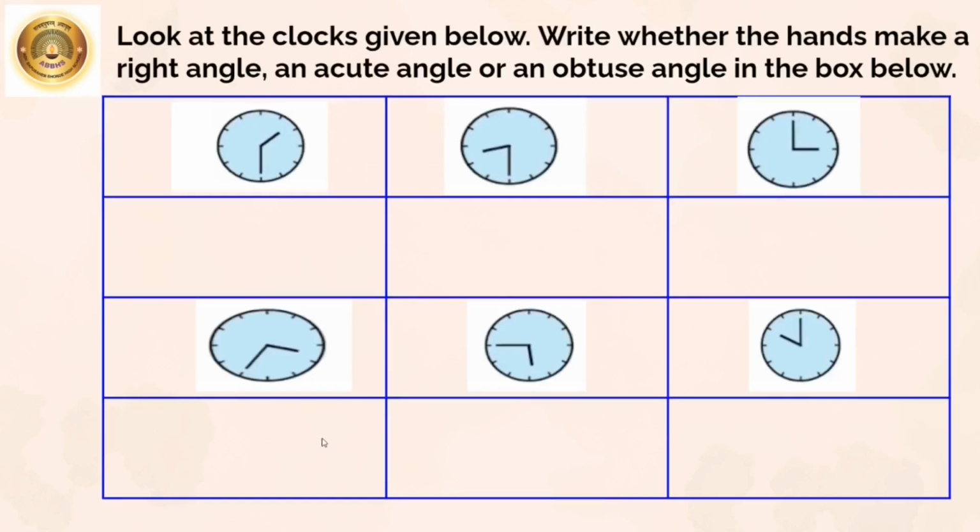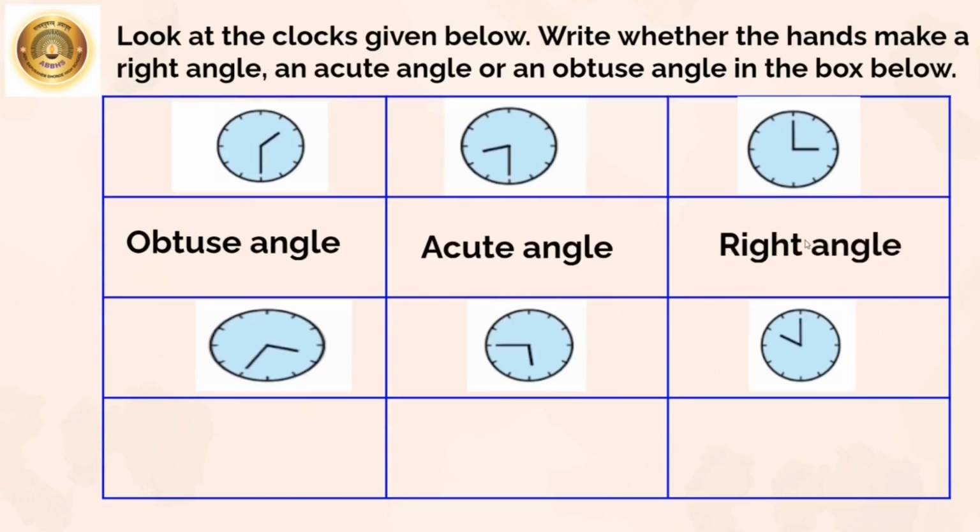Now this is a question from the textbook. Look at the clocks given below. Write whether the hands make a right angle, an acute angle, or an obtuse angle in the box below. The first question. What type of angle is made by the hands of the clock? Yes, it's an obtuse angle. In this case, yes, it is an acute angle. And in this case, yes, it's a right angle. You can complete these 3 questions in your notebook.